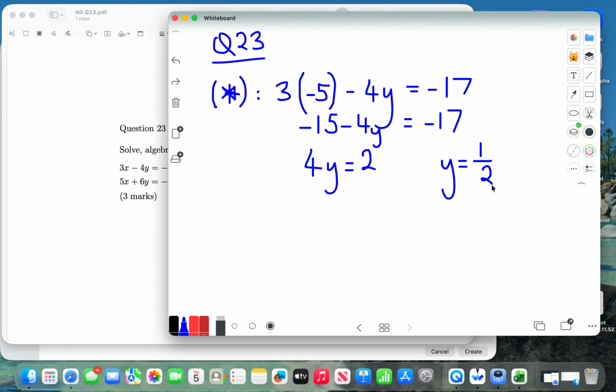Let's check that x equals minus 5 and y equals a half satisfy both of the equations in the question. We don't have to check the scaled ones because they're equivalent, but we want to check our answer to make sure. Now you don't have to do this, but I recommend it. So let's check that we get the right value for the second equation.